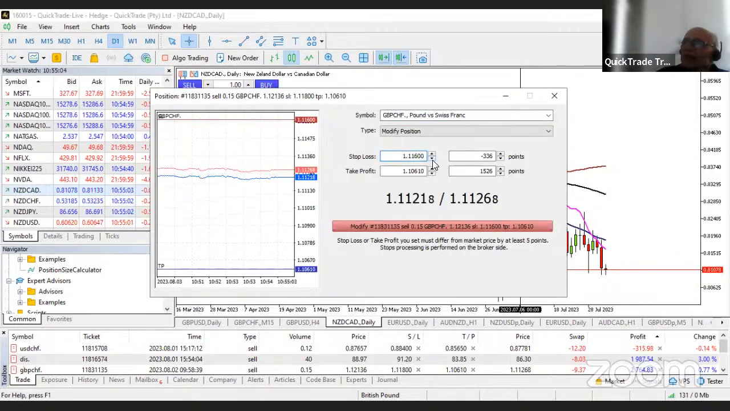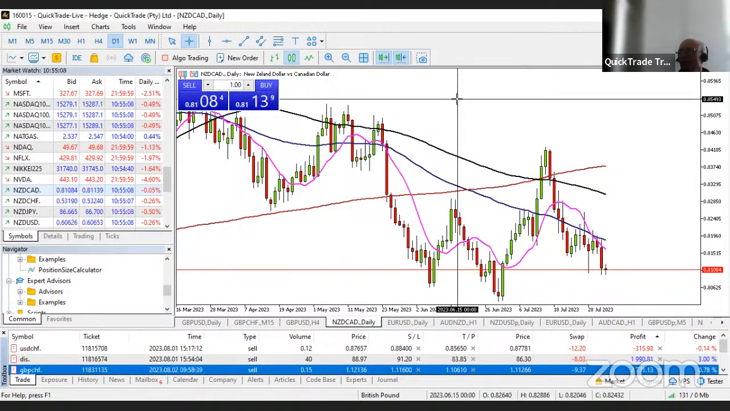1.116. It looks like it's heading down to the psychological support and resistance of the round figure of 1.1100. Okay, it's looking like it's heading down there. You might get a profit-taking bounce at 1.11, but hope it's going to break through. Might even hit the TP. It's doing okay.